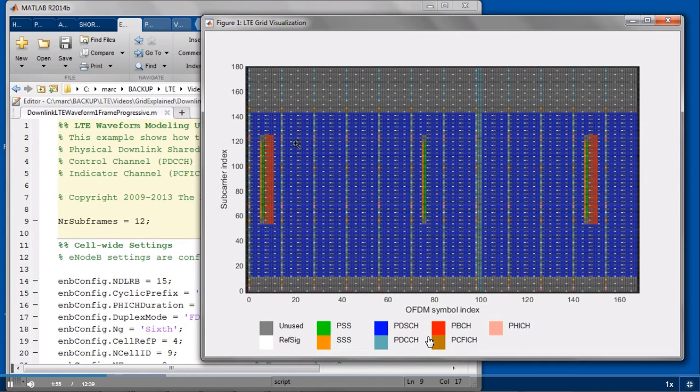In many subframes, there are far fewer channels. For example, the orange and green ones, PSS and SSS, appear only every 5 subframes, while the red ones, PBCH, appear only every 10 subframes. Also note that the grid can have different numbers of light blue control symbols over time. 1 here, but 3 here.